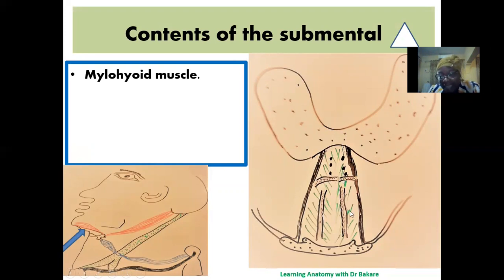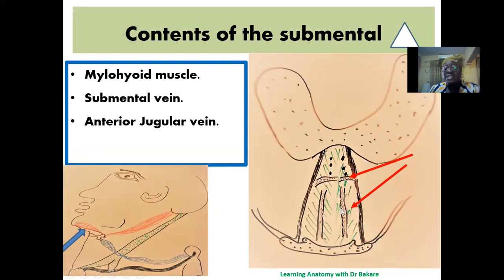So this is highlighted in green color. And the muscle, we have one on the right and one on the left, and they are joined in the midline by the anterior midline raphe. And this is the mylohyoid muscle. Then the second is the submental vein. This is the submental vein. This is like a collection of veins around the submental region.